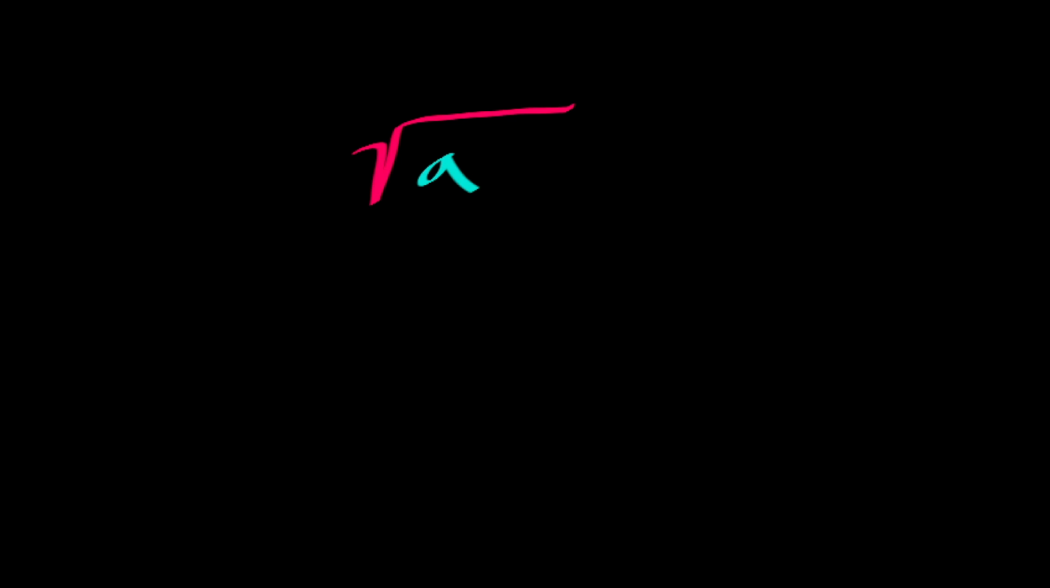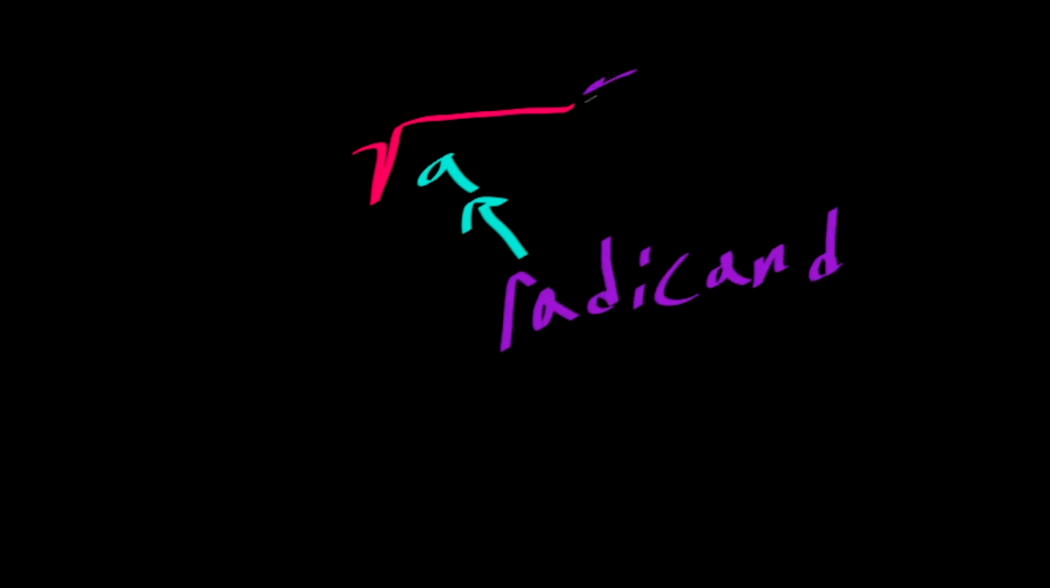Alright, so let's start off with this. What I've drawn for you here is a square root, and then we have a inside of that square root. Now, whatever's inside of a square root, we call that a radicand. And this symbol, a lot of people call it a square root, but it's actually called a radical symbol.